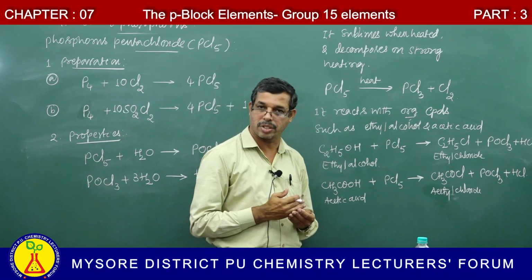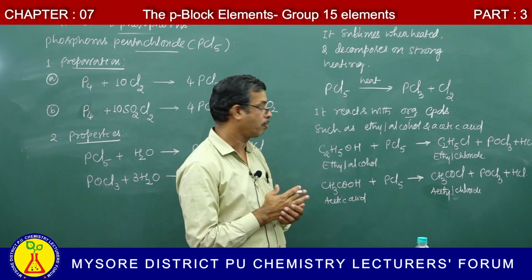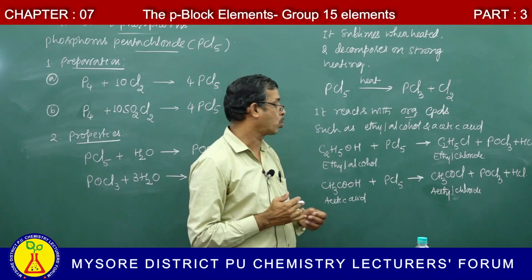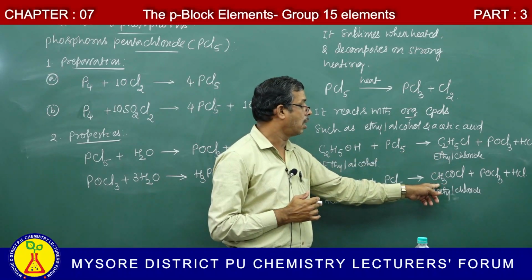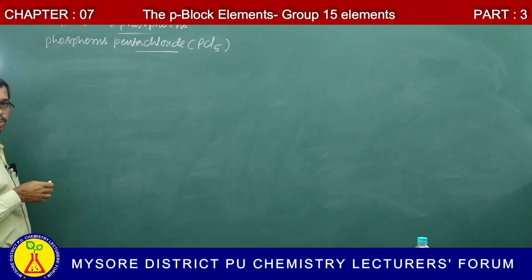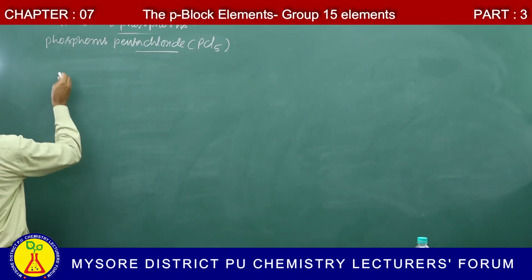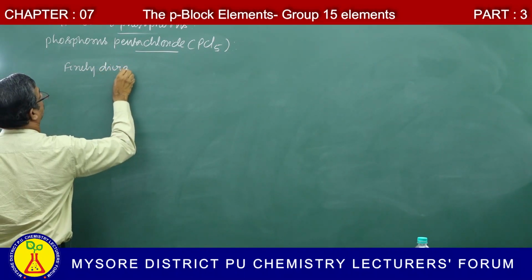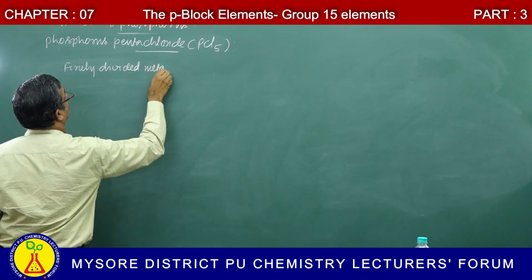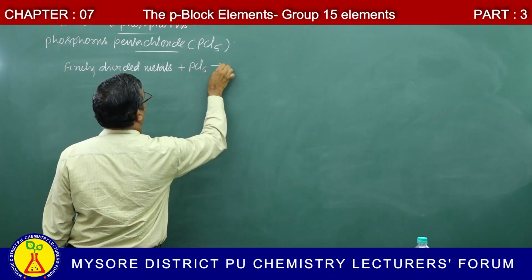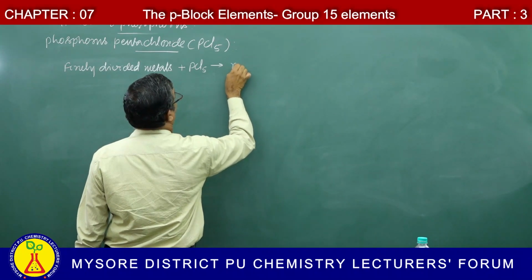From these reactions we can come to a conclusion that PCl5 is used in the synthesis of organic compounds like ethyl chloride, acetyl chloride, etc. Phosphorus pentachloride also reacts with finely divided metals and gives respective chlorides.